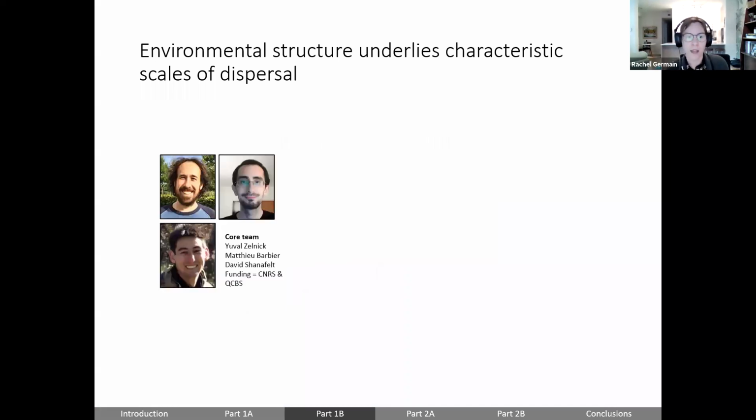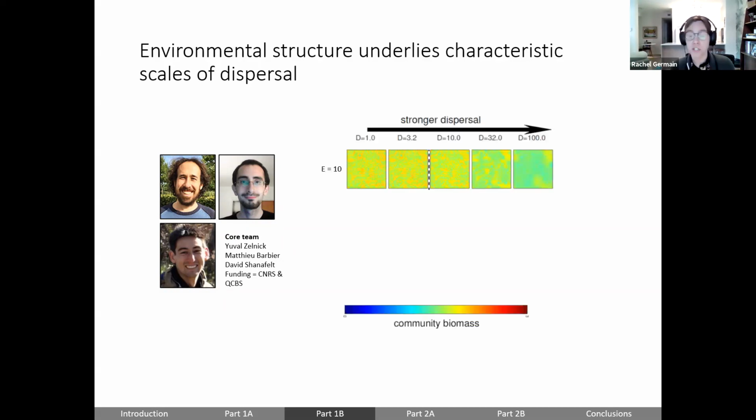To show you this another way, I want to show you some work that I've been doing with some folks, Yuval, Matthew, David, and also a bunch of other people as part of a working group funded through the CNRS and QCBS. And here we're using a meta-community model to simulate this interplay between the scale of the environment and the scale of dispersal, plus a few other things, because that basic relationship has been examined before. This is a landscape specifically dealing with an environment that has a very fine-grained spatial scale. This is biomass distributions across that landscape. The environmental scale here is 10, and we're looking at a range of different dispersal values: 1, 3.2, 10, 32, and 100.